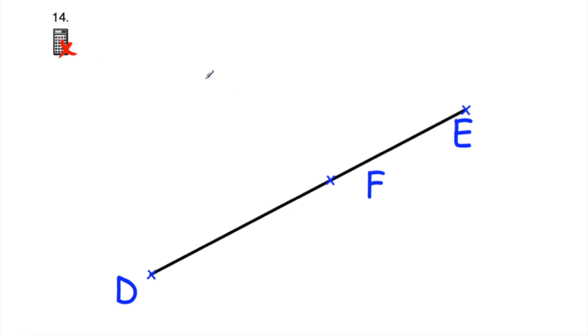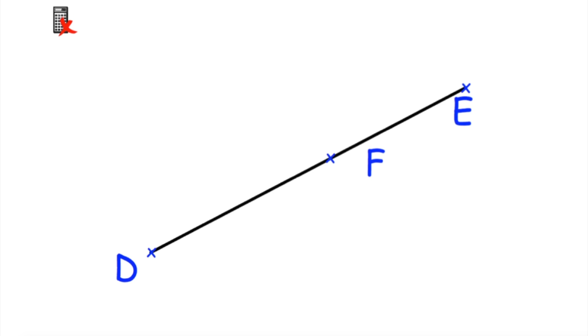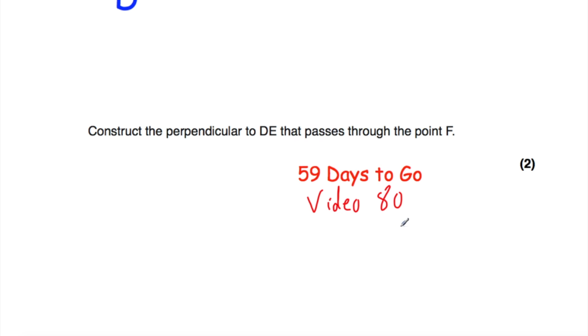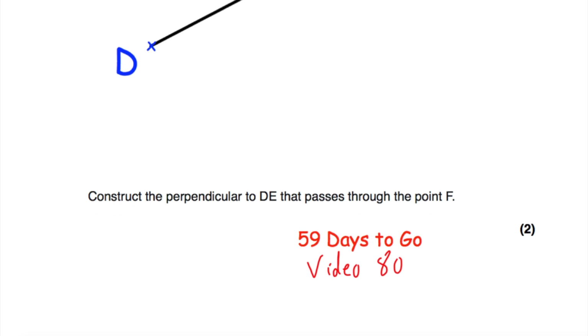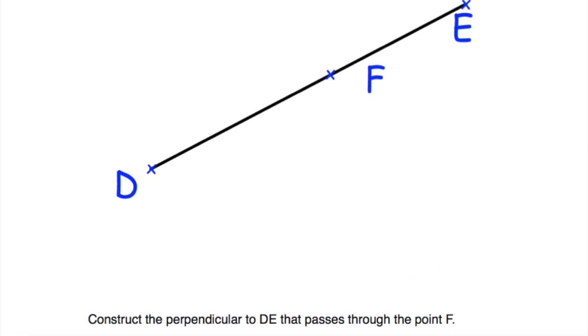Okay, let's have a look at the next question, question number 14. Question number 14 is a constructions question. We want to construct the perpendicular to DE through the point F. If you want to watch a video of me showing you how to do it, you can go to corbettmaths.com/contents and scroll down to video number 80. Video number 80 shows you how to construct a perpendicular through a point on a line. Alternatively, you can watch 59 days to go in terms of the 100 days to go videos.